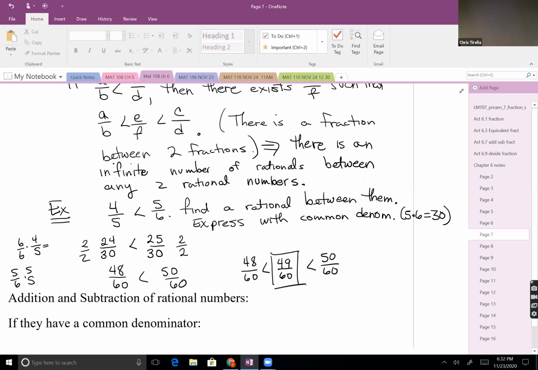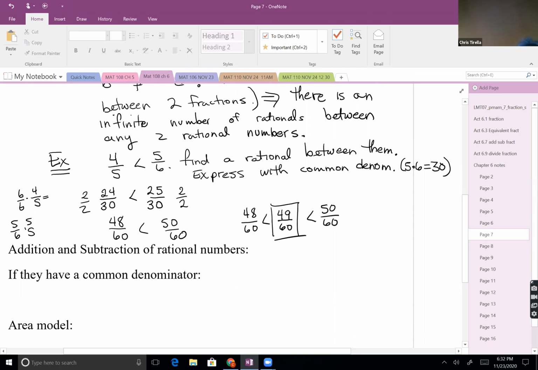A lot of times just getting that common denominator will leave a gap in the numerators. But if it doesn't, multiply numerator and denominator by the same value so that you can find a fraction in between. How's that? All right? And again, that's one property that's special to these rational numbers that didn't apply to any of our other number sets. Did it?